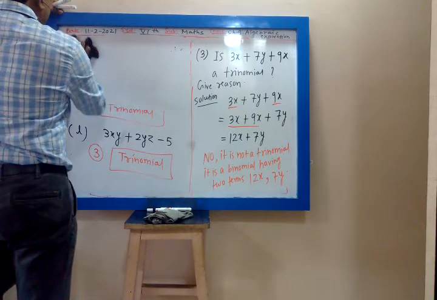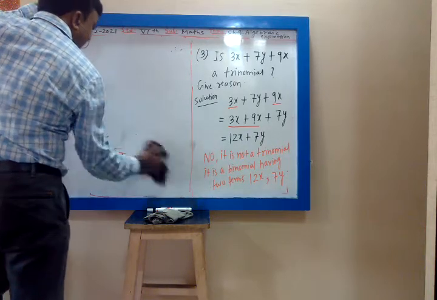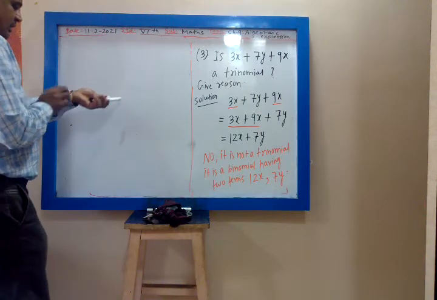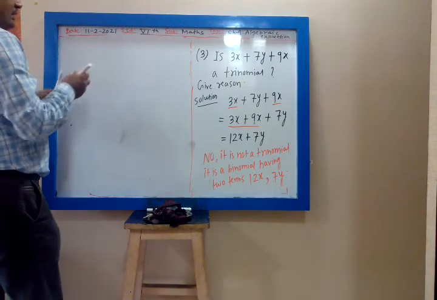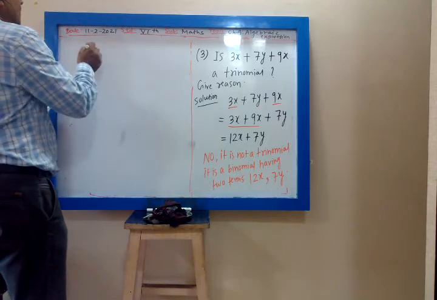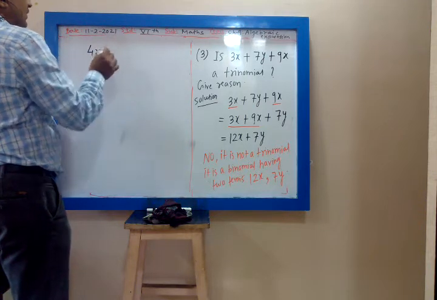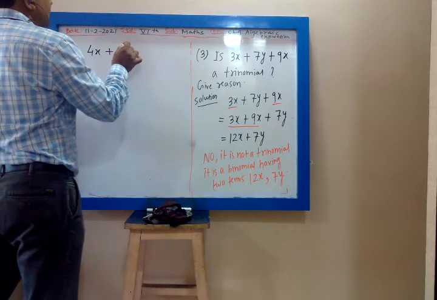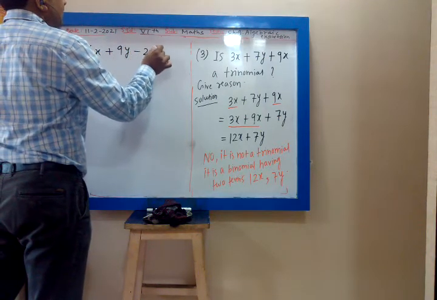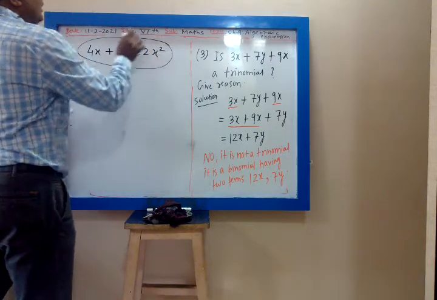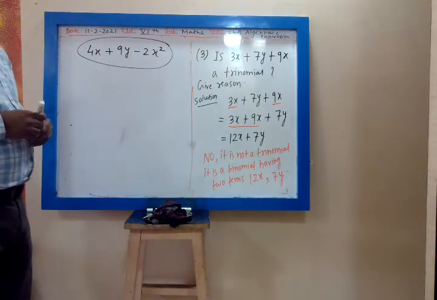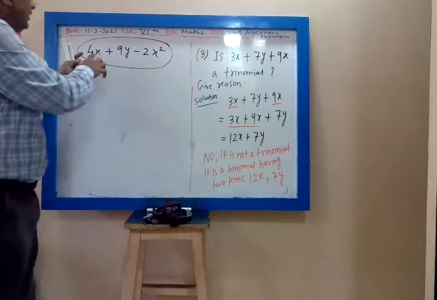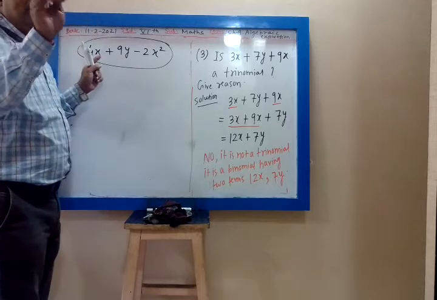Just now somebody asked a doubt. Let me clarify this doubt. Take 4x plus 9y minus 2x square. Whether this is a trinomial or binomial, you tell me. It is not a binomial.